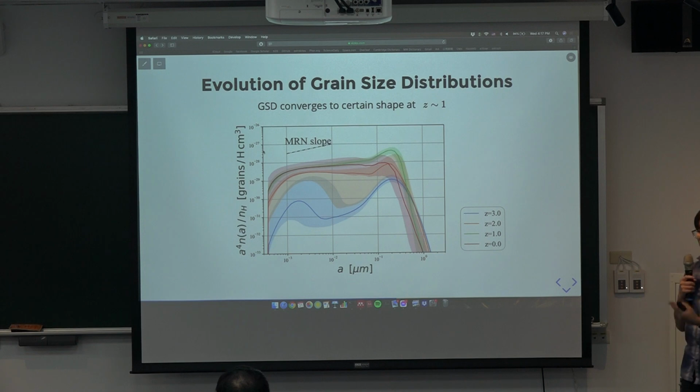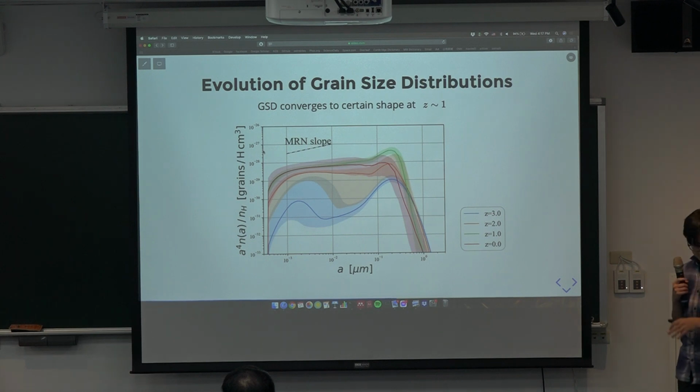So there are two things I want to mention here. First is that our model roughly covers the so-called MRN slope at redshift 0. This MRN slope is an empirical slope measured in 1977. I would believe this is the typical grain size distribution of our own galaxy. So we will say that it roughly covers it, with some dispersion.